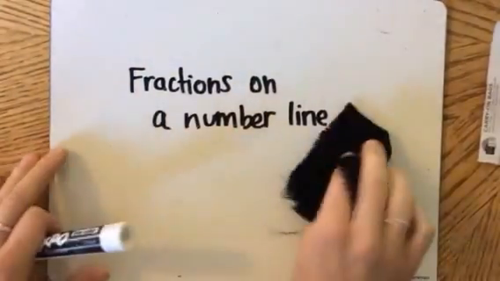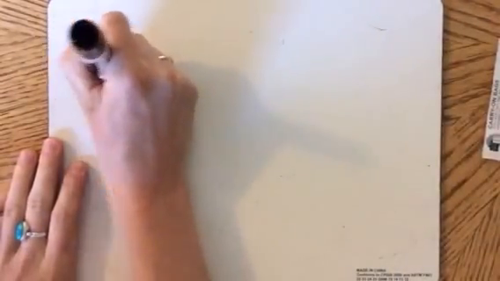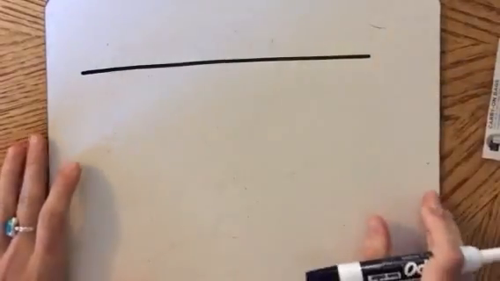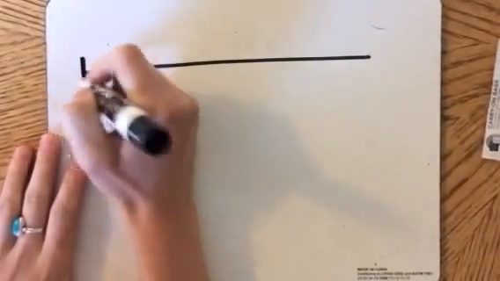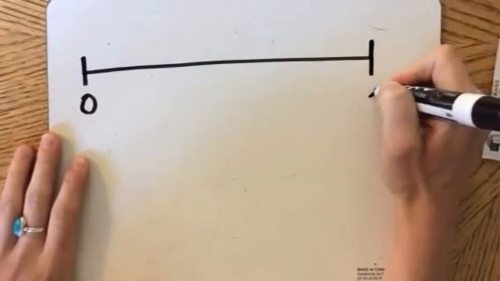And the first thing we're going to do is I'm going to give you a number line with some endpoints. We're going to have fractions that are greater than 1 whole. So are you ready for that? Okay, following along on your own board, I want you to draw a number line with endpoints 0 and 2.